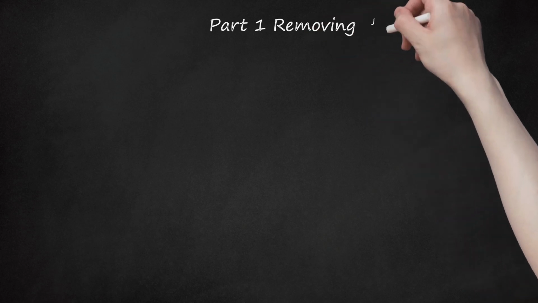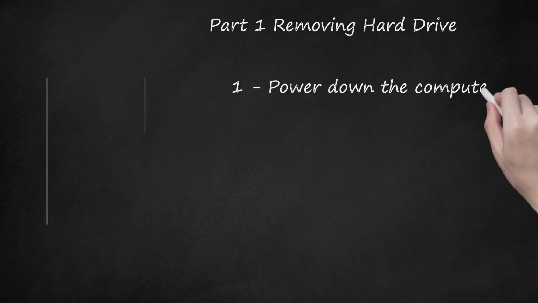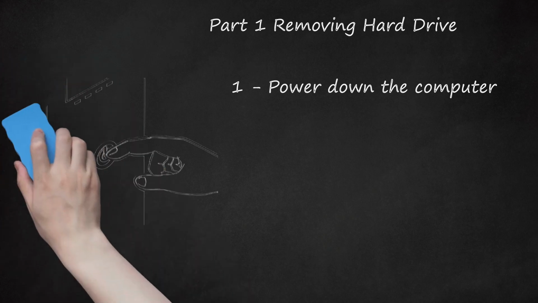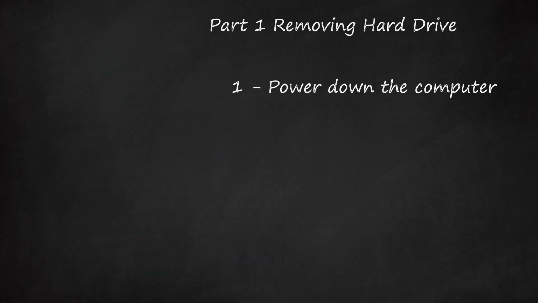Part 1: Removing hard drive. 1. Power down the computer. Be sure that the power source of the computer is in an open switch mode. In the case of a laptop, this power source is the battery. In the case of desktop computers, it may be wise to leave the computer plugged in if your grounding device is connected to the case of the computer.